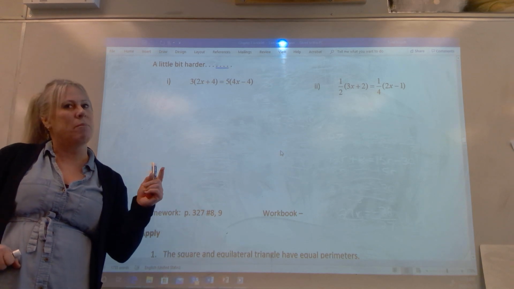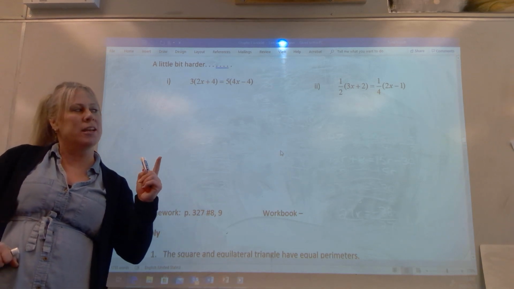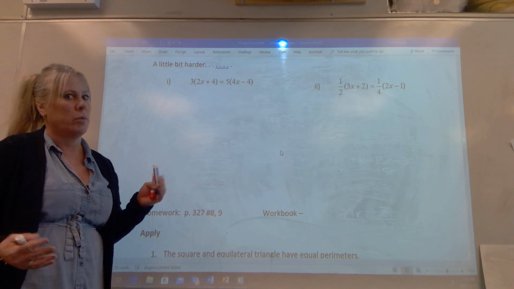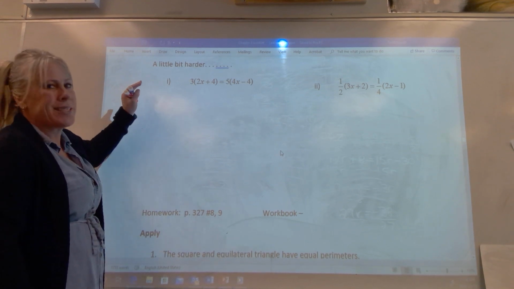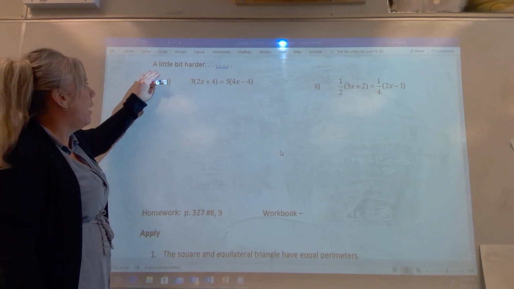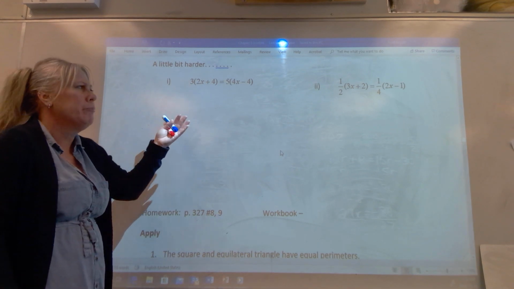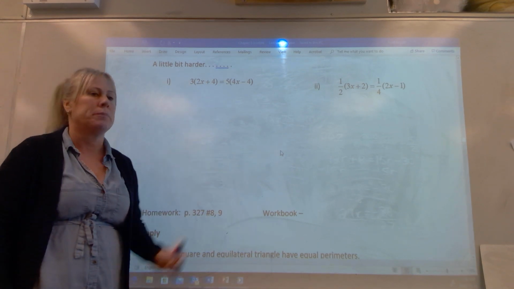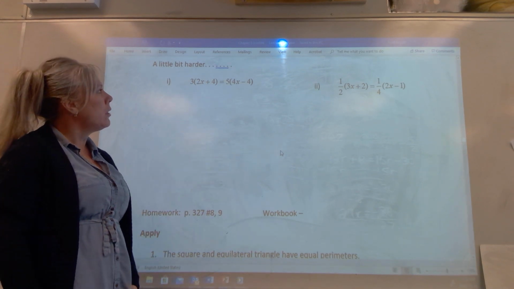This is the top of the 5th page, which is right after what we just did. And it's the last little bit. We're almost done this little section. And all it says is a little bit harder. Really, to me, they're not that much harder. So let's just work through these together.